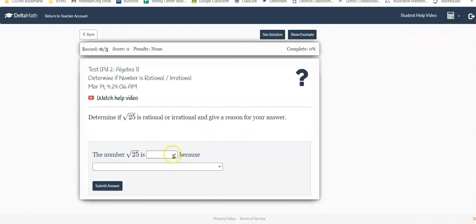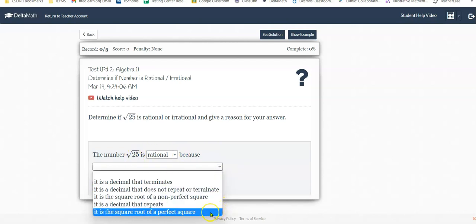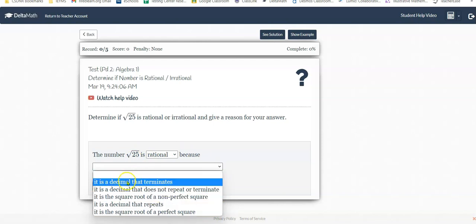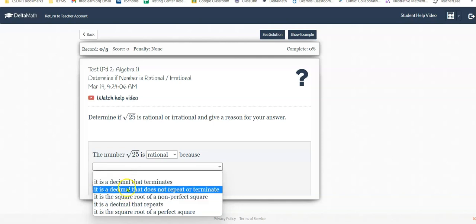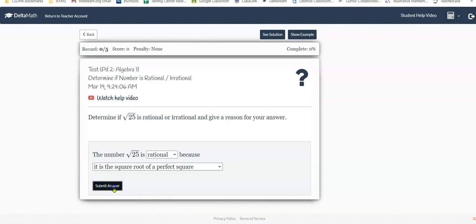So underneath the question, you'll be prompted to choose whether you're rational or irrational, and when you pick rational, you will choose that because that was a whole number, square root of 25, that it is a square root of a perfect square. The answer was 5. It was not a decimal value, it was just 5. So we can't choose any of these ones that say it's a decimal, because the answer was not a decimal. It's the square root of a perfect square.